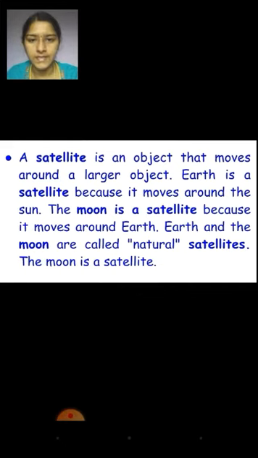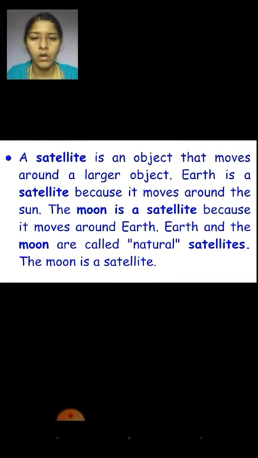Because the moon moves around the earth, it is called a satellite. So now we have finished the topics. Now I want you to go through these question answers and find out the answers for them.